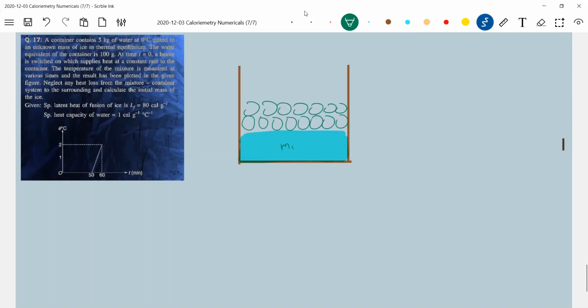Okay, let the mass of water be m1, and the mass of ice be m2. So there's ice, unknown mass. So this is the water at 0 degrees Celsius. The ice is also at 0 degrees Celsius. The water equivalent of the calorimeter is 100 gram. At time t equals 0, a heater is switched on, which supplies heat at a constant rate to the container. There's a heater coil. We'll close the container.